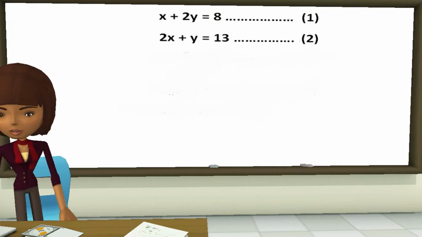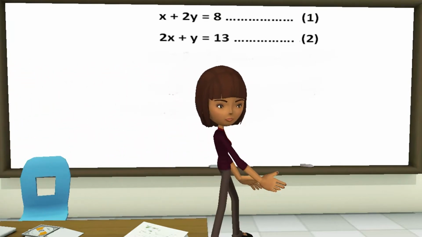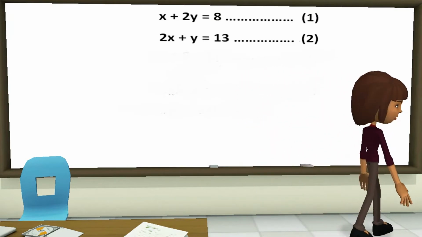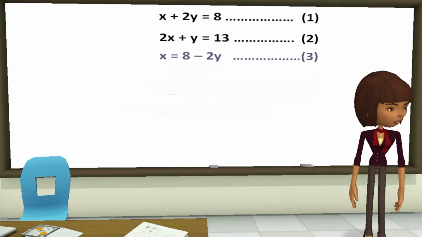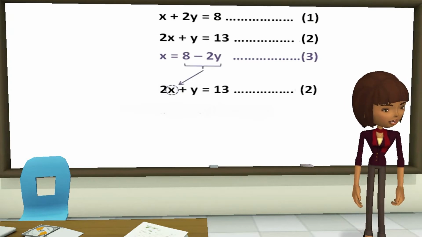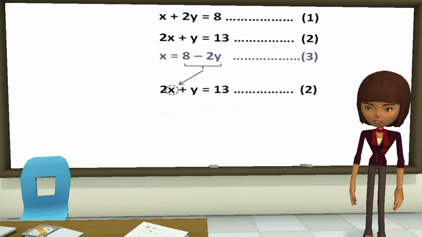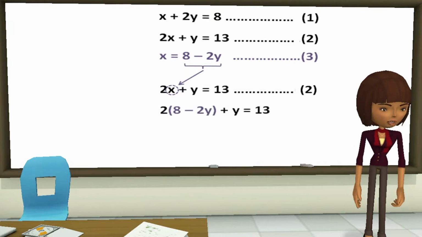It doesn't matter which variable you wish to isolate. For simplicity's sake, we'll isolate x in the first equation. So, x equals 8 minus 2y. We'll call this equation 3. We then substitute this value for x into the second equation. So 2x plus y equals 13 becomes 2 times (8 minus 2y) plus y equals 13.